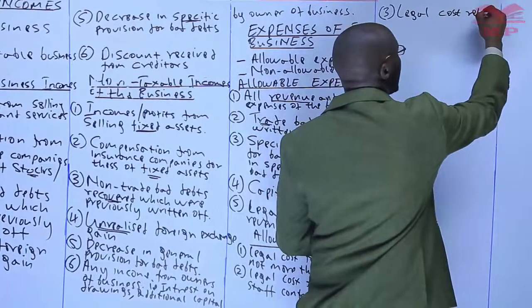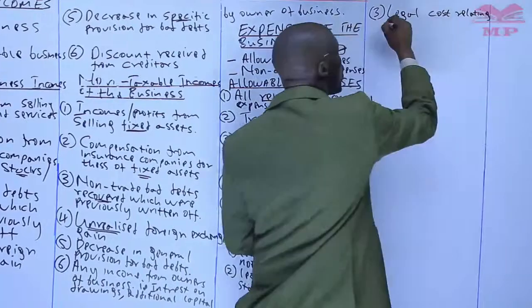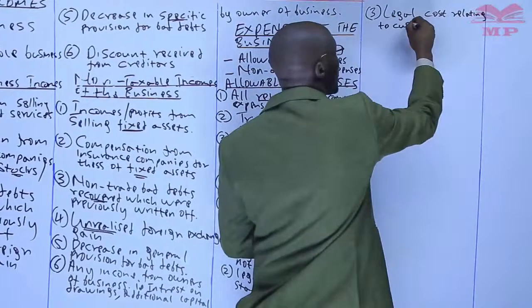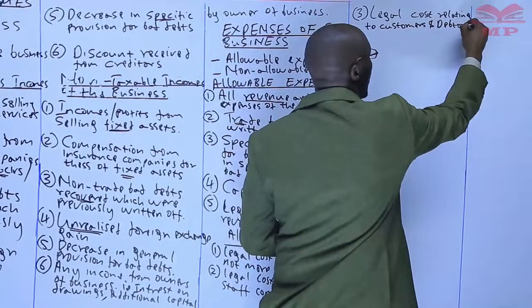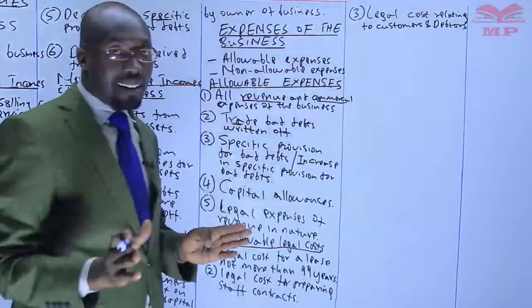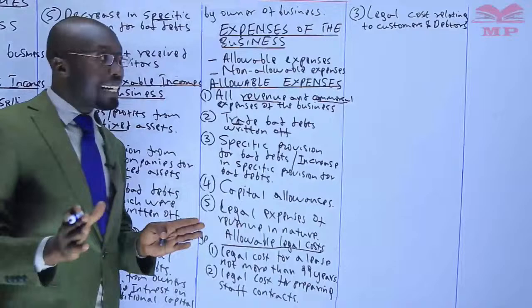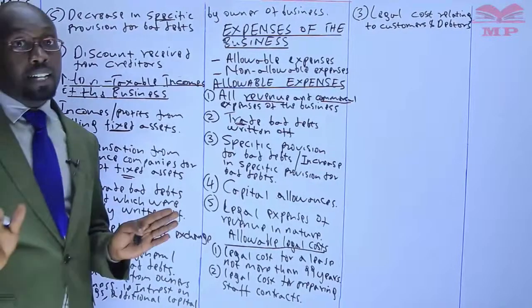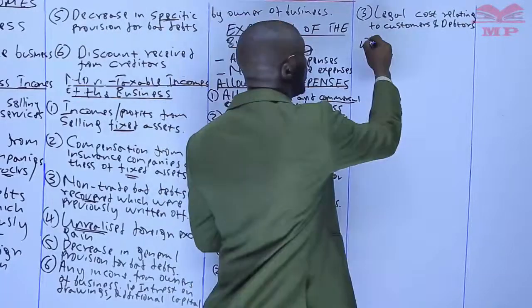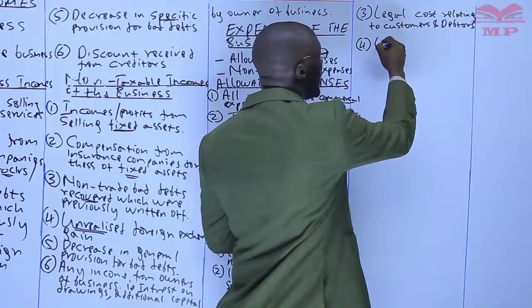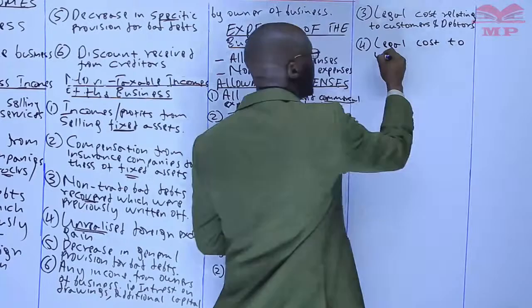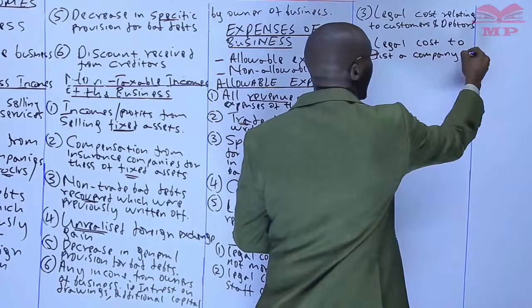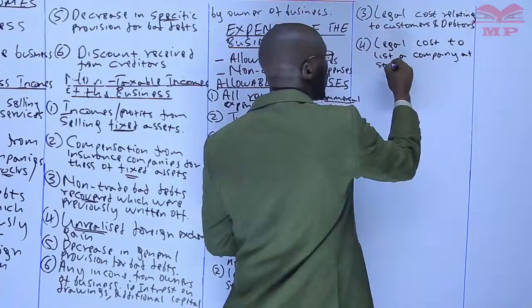legal costs relating to customers and debtors. Although debtors are your customers, it's good to specify. Number 4, we have legal costs to list a company at stock exchange.